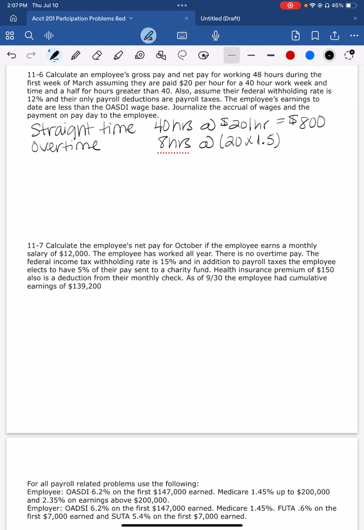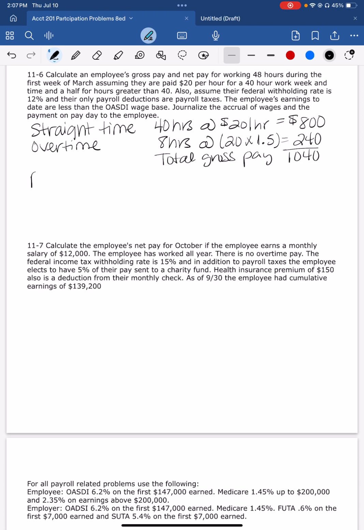No, which is 30. Sorry, guys. Half of 20 is 10. 10 plus 20 is 30. So $30 an hour times 8 is $240. So our total gross pay is $1,040. Remember, this number is before taxes. This is the number we're going to calculate tax on.